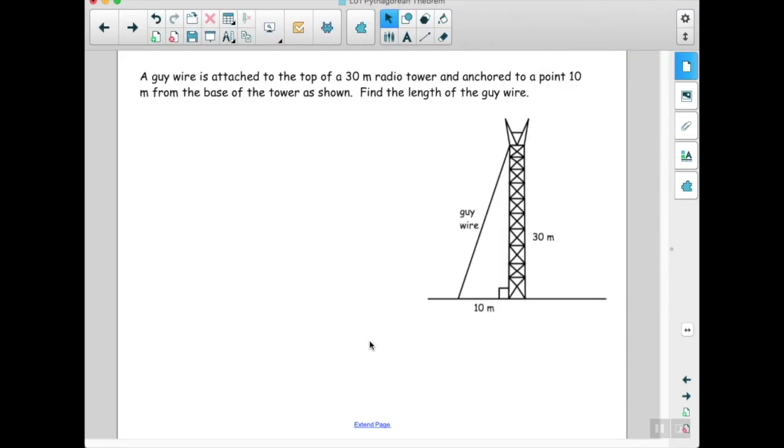All right, next page. This is sort of a bit of a word problem. So you've got this guy wire. There's your guy wire. It's attached to the top of a 30-meter tower. We're anchoring to a point 10 meters from the base of the tower. Find the length of the guy wire. This would be an application of the Pythagorean theorem. I'm going to let you work that out. If you need a bit of a hint, there is indeed a right triangle here. We're going to presume it's a right triangle because we're going to presume that the radio tower was put in vertical. And I'm going to pause now to let you do the work. You should pause as well.